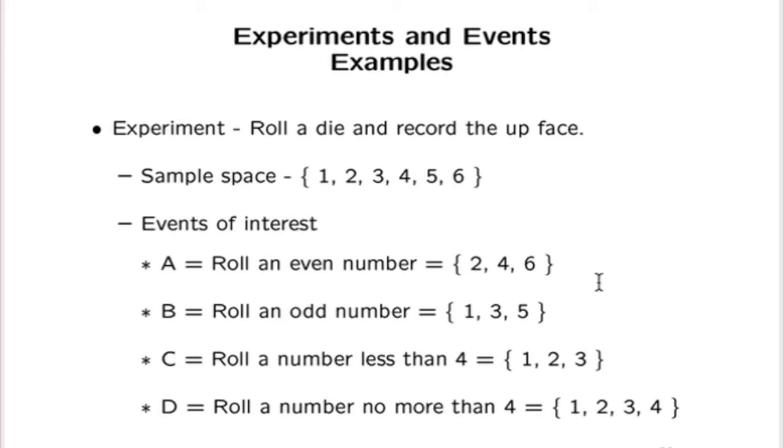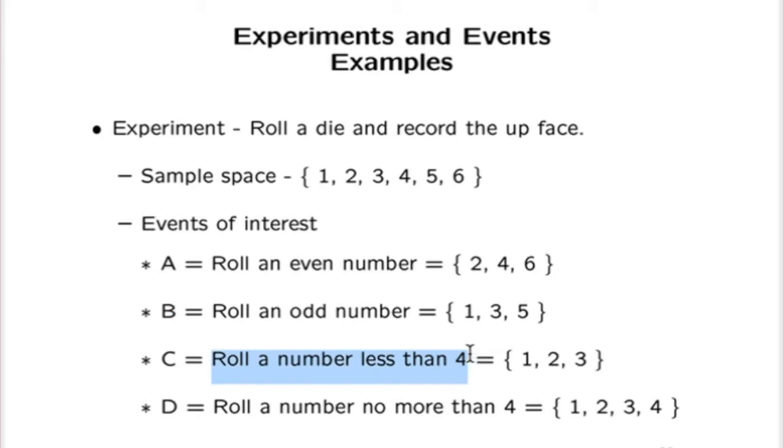Now again, we can define some composite events of interest. We could think about rolling an even number, so that would correspond to rolling either a 2, 4, or 6. Let's denote that by event A. We can think about rolling an odd number, all right, so that would correspond to rolling either a 1, 3, or 5. We'll denote that by event B.